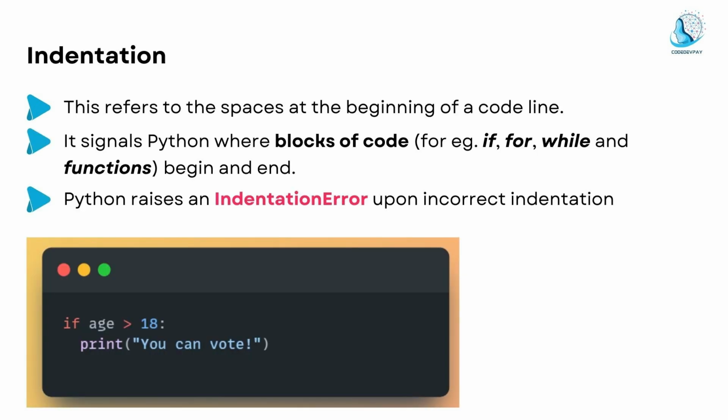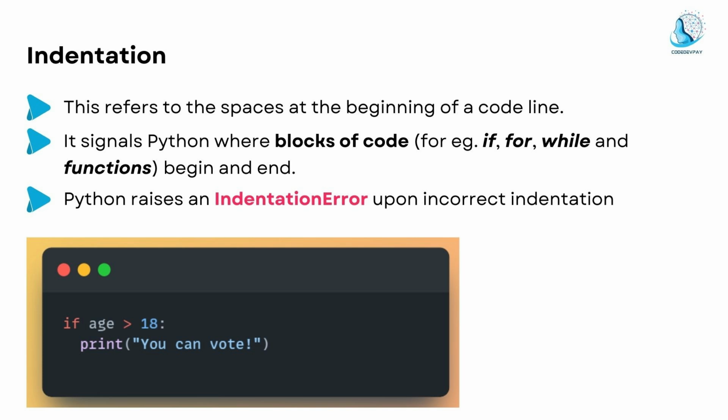Indentation refers to the spaces that we introduce at the beginning of a line of code. It signals to Python where blocks of code, for example if, for, while, and functions, which we'll come to later, begin and where they end. Anytime you write these types of code and fail to introduce an indentation, Python raises an indentation error. We can make an indentation by using the tab or space. It is important for you to master either of them for consistency.